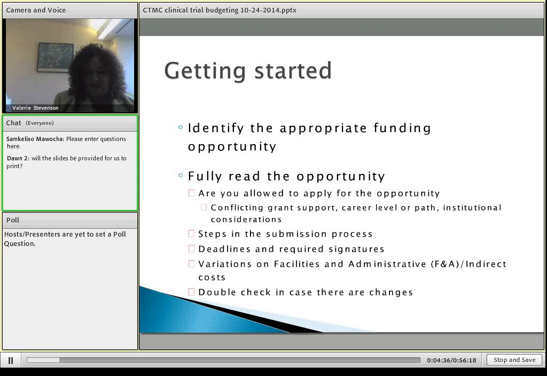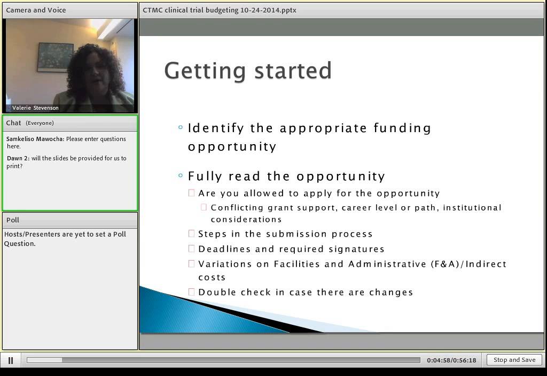So for example, if you wanted to apply for a grant, is there some restriction that if you apply for this grant, you can't participate in any other research? A lot of times that's a huge consideration for people, especially if you already have a small amount of funding on a current project. You don't want to do anything to endanger that project that you're currently working on.